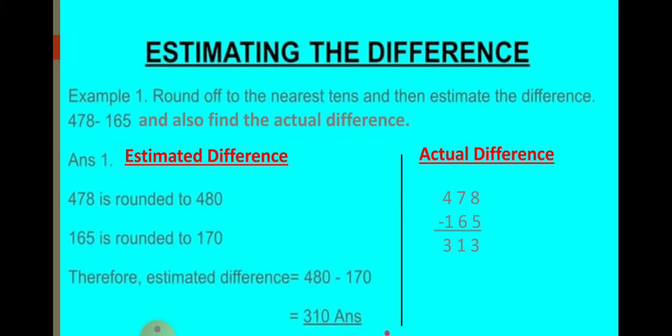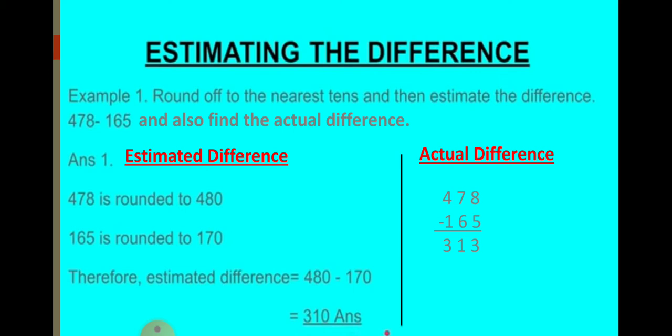478 is rounded to 480. Let us see how. In the question, it is given to round off to the nearest tens. So you will first look at the digit which is at tens. In 478, 7 is at the tens place value. The digit next to 7 is 8.